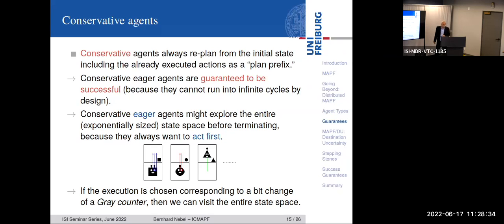And what can happen is, if the execution order is chosen according to a Gray counter, which you might have learned in your computer science studies, then we visit the entire state space, which is exponentially sized.